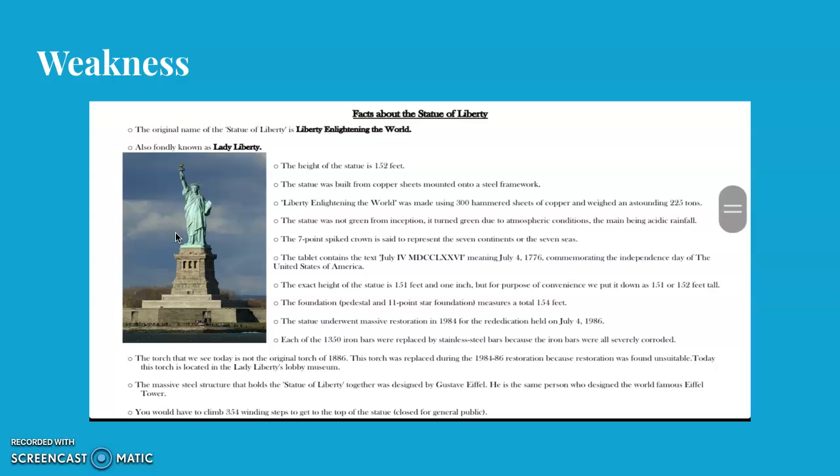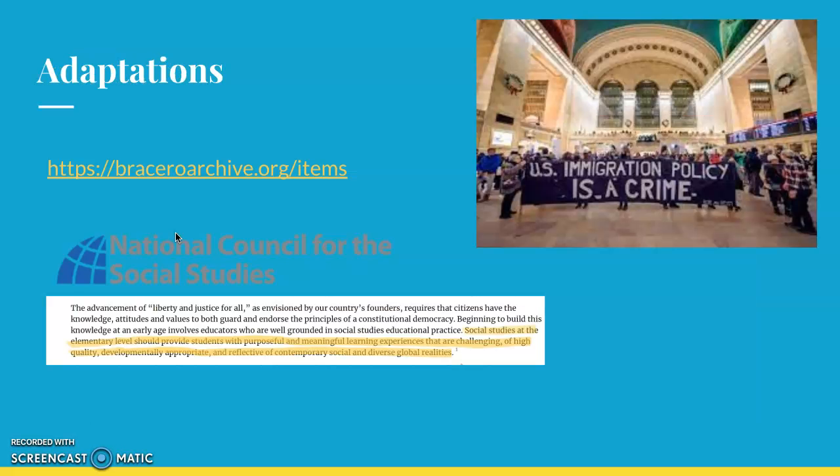A weakness was one of the days where they learned about the Statue of Liberty. She just gave them a sheet that had facts on it, and I think that would have been a good time to use more research. Some adaptations. According to the NCSS, it does say that social studies needs to be purposeful and meaningful and challenging, and I think this unit was challenging.